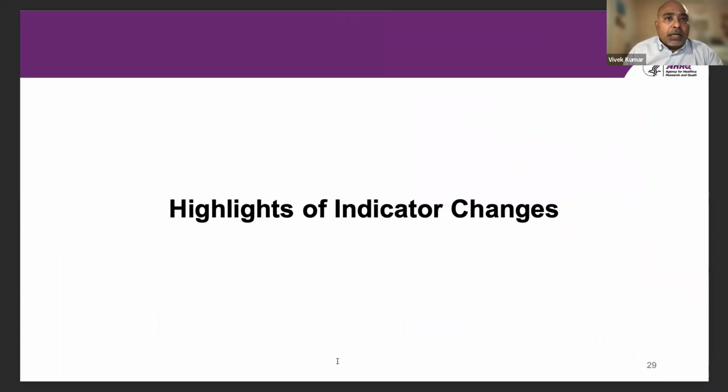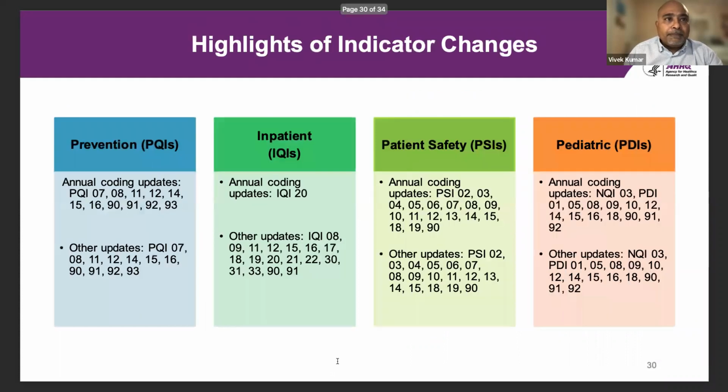Yeah, so next we will see some highlights of the indicator changes. So in the previous slides, previous speakers, you heard about the changes made to various indicators in version 2022. This slide shows you a side-by-side view of all 4 modules. The indicators are grouped in 2 categories, changes because of the annual coding updates and other updates being the changes related to refinements in the indicator logic. These refinements are either driven by user-provided feedback or as a result of our annual clinical review. Details of these changes are listed in the changelog documents available on the AHRQ website. The links for those are also available in the next slide.